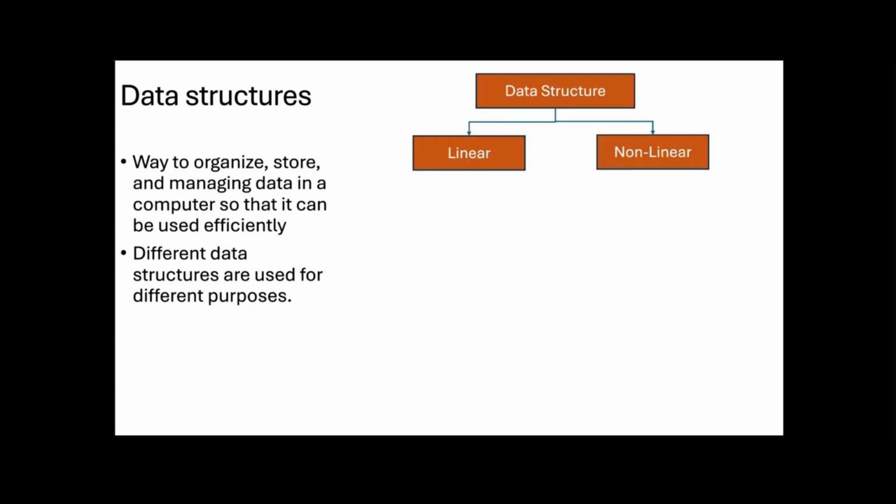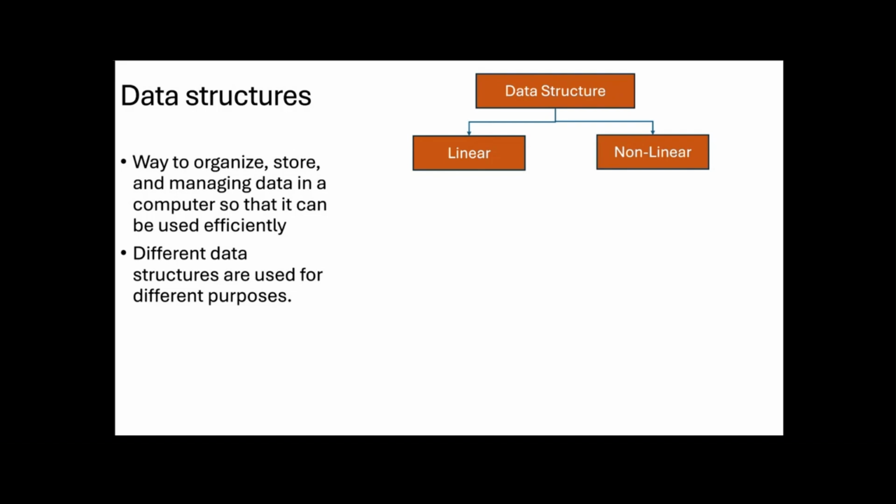Data structures mainly have two base categories: linear and non-linear. Linear data structures are where your data is stored sequentially, like the first element is connected to the second, the second to the third, the fourth, etc. It's linear, sequential. Non-linear means that the first element might be connected to many elements, or maybe all the elements are connected to each other. So it's a non-sequential structure.